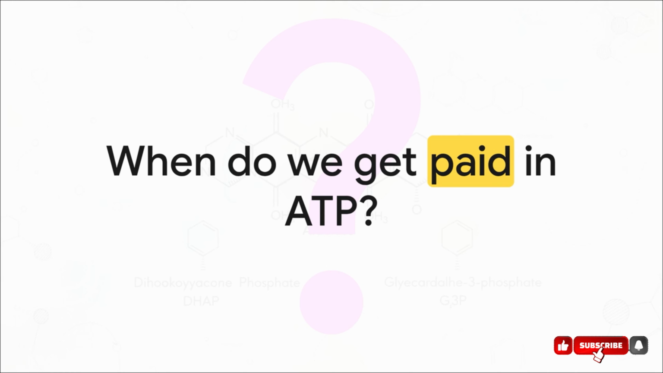But wait a second. If glycolysis is supposed to produce energy, and so far we're sitting at a net negative of 2 ATP, when do we actually get paid? In the next phase, how exactly will the cell finally start cashing in those 2 molecules of G3P to reap a massive energetic reward? Think about how cellular oxidation might play a role here, and join me in the next explainer to find out.